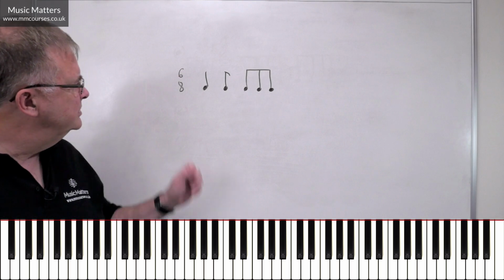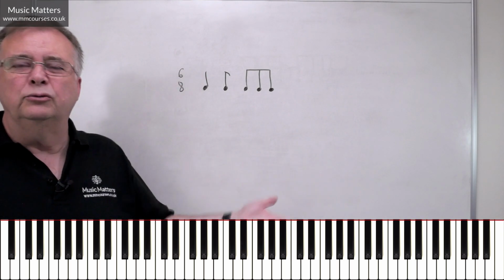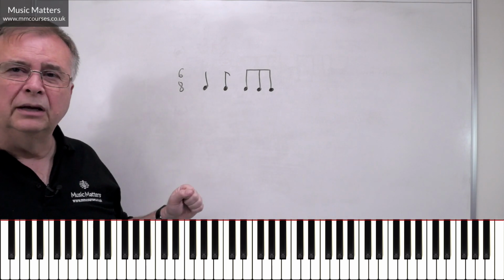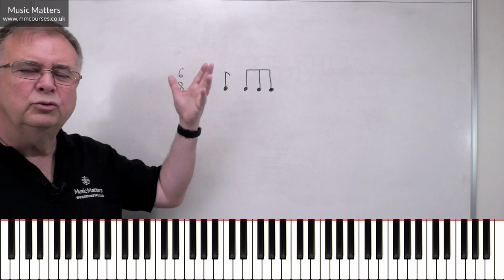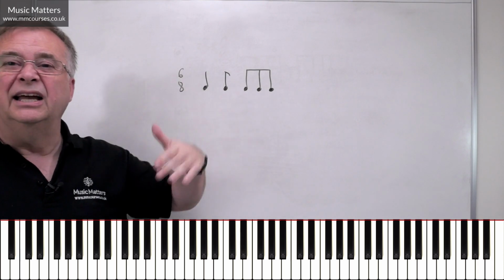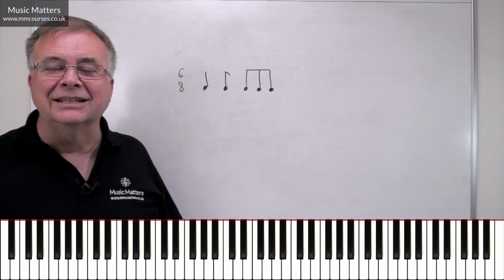Now, I think some people might have written 3/4, and you might be wanting to argue with me now, because you might think, well, 6/8 means there are 6 quavers in a bar. 3/4 means there are 3 crotchets in a bar, or let me just put that in American language. 3/4 would be 3 quarter notes. 6/8 would be 6 eighth notes. So isn't it the same thing? Well, yes, it is mathematically.